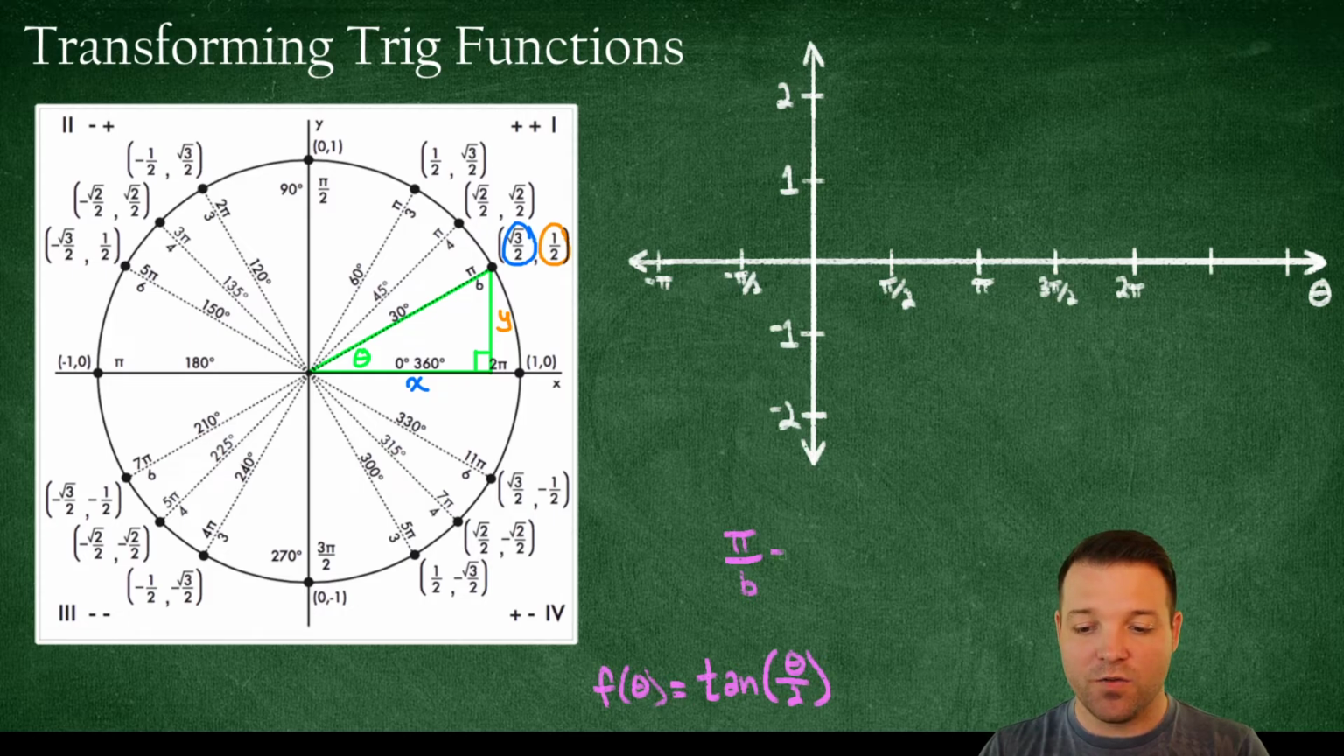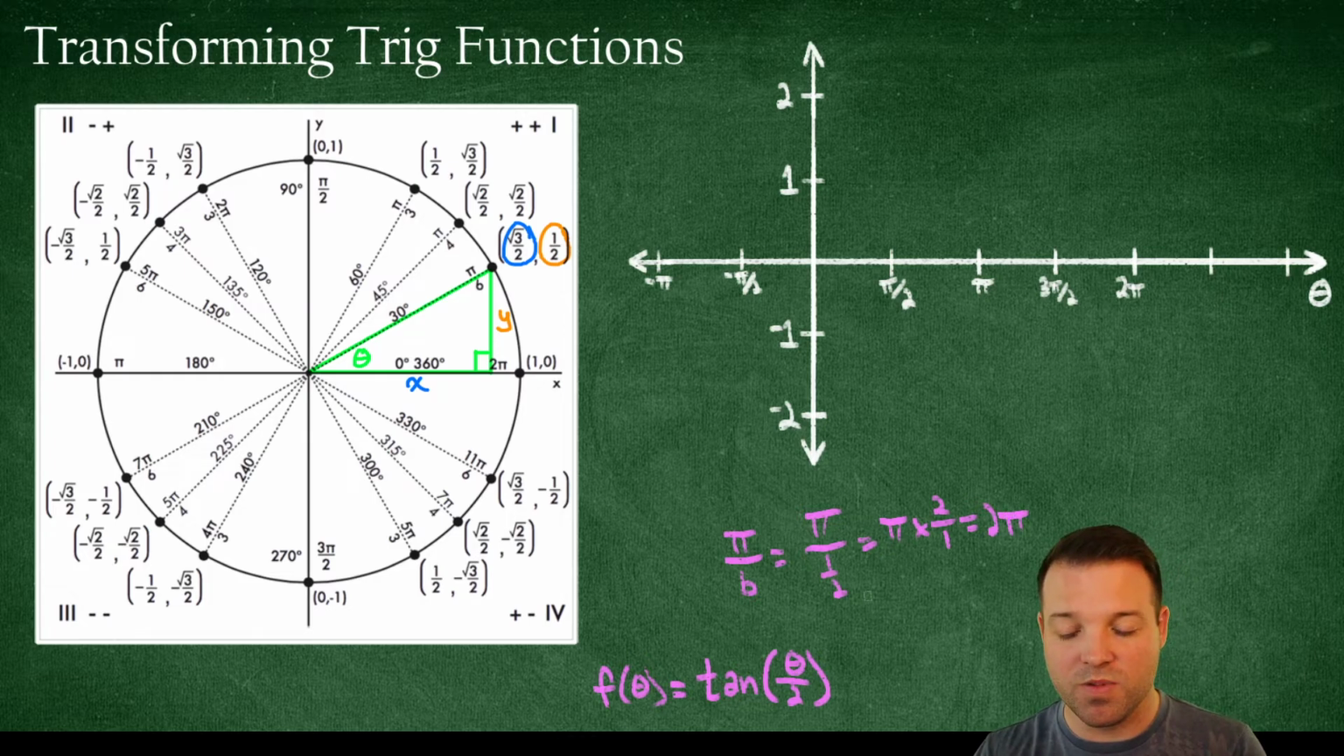Okay, so pi over b is going to be pi divided by, in this case, b is 1/2. So now I'm dividing by a fraction. So how do you divide by a fraction? Well, you multiply by its reciprocal, right? So this is equal to pi times the reciprocal of 1/2, or 2 over 1. And so pi times 2 over 1 is equal to 2 pi. So this period is going to be 2 pi.